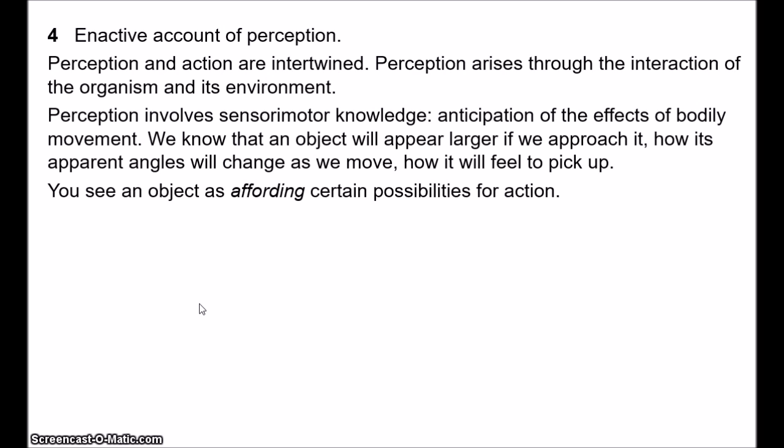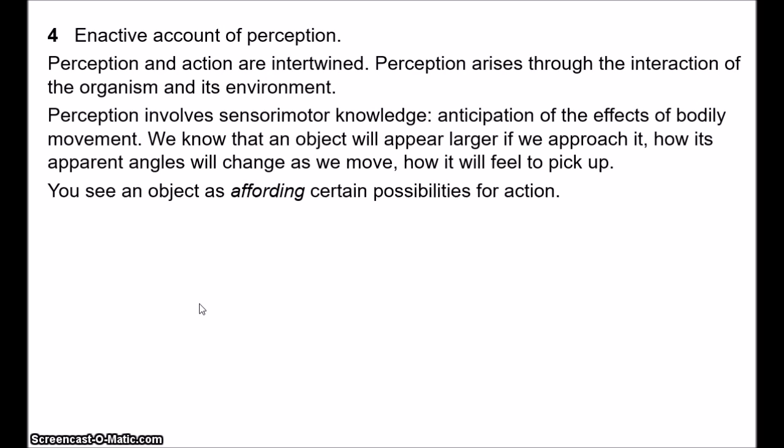Alva Noë, one of the primary exponents of the enactive view, puts it this way. He says, "Perceiving is a way of acting. Perception is something we do. The world makes itself available to the perceiver through physical movement and interaction. Perception takes place not merely in the brain, but in the interaction between the organism and the environment."